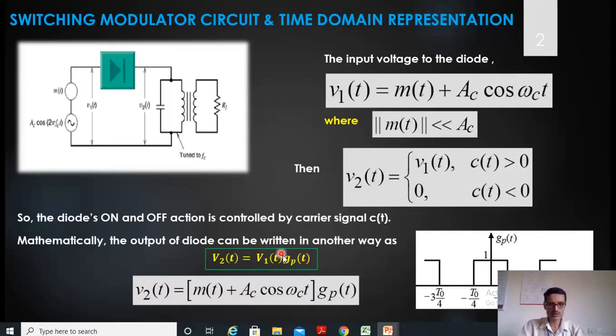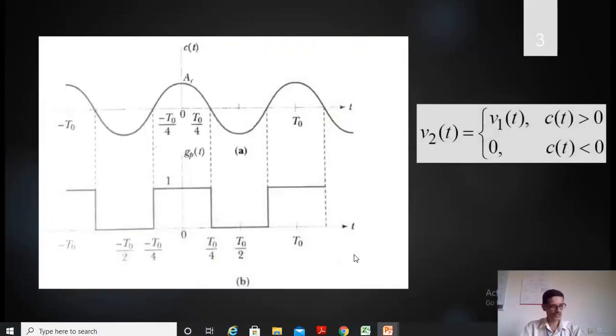Now, by substituting V1 of t in this equation, what I'll get is V2 of t equal to m of t plus Ac cos omega ct, multiplied by gp of t. Now just look at this. Whatever condition I said, we have to satisfy to get the same equation in terms of gp of t. Just look at this. This series of pulses is nothing but gp of t, and this pulse is on when c of t is more than 0, above 0. When c of t is below 0, this is your carrier signal.